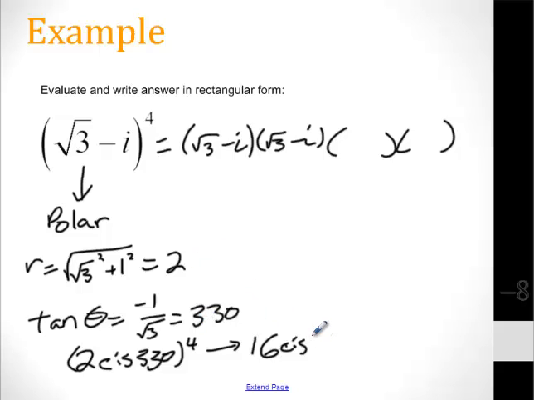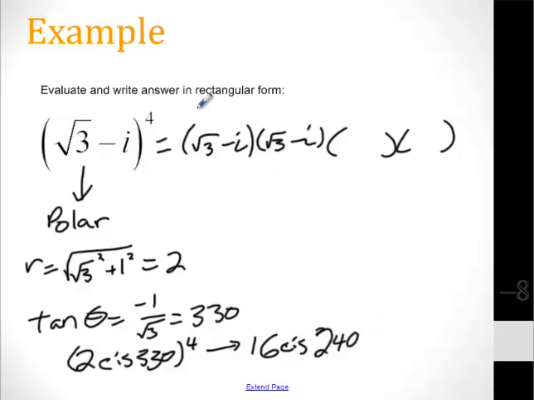But I don't want 1,320, so I want to find out how many times around the circle that is. So I'm going to keep subtracting 360 till I get one measurement, and that number is the same as 240 degrees. 4 times 330 is the same as 240 with a couple times around the circle.